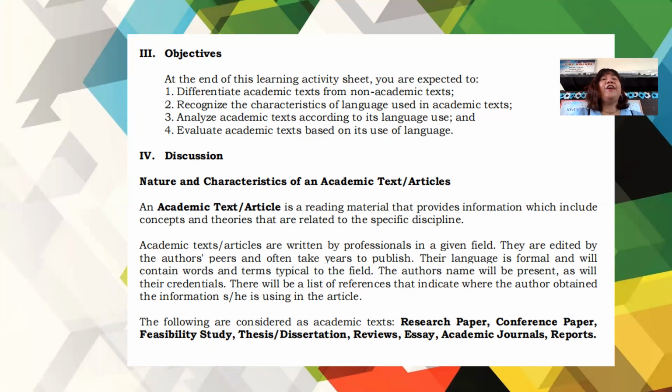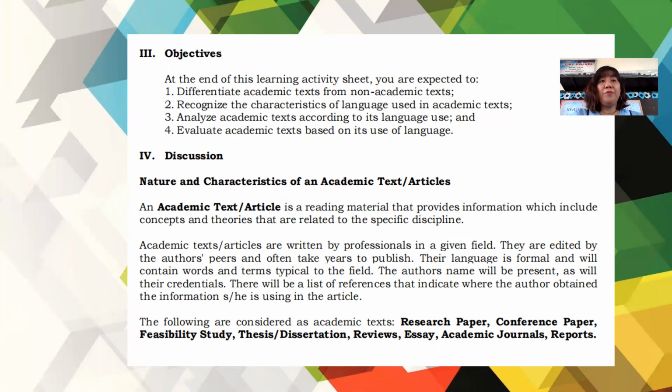So far, so good? Okay, here we go. For the flow of our discussion, let us first tackle the nature and characteristics of an academic text or articles. An academic text or article is a reading material that provides information which include concepts and theories that are related to the specific discipline. For example, would be an academic text about metamorphosis, which includes, of course, the turning of caterpillar into a butterfly.